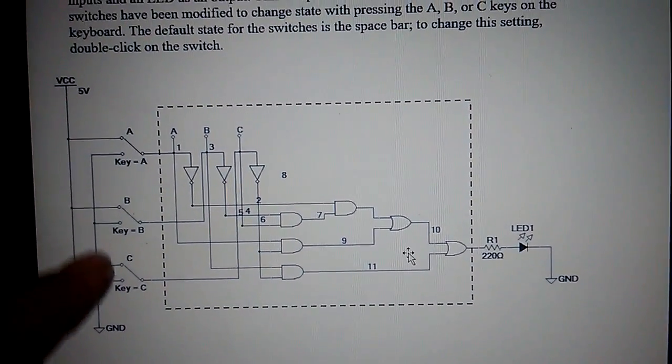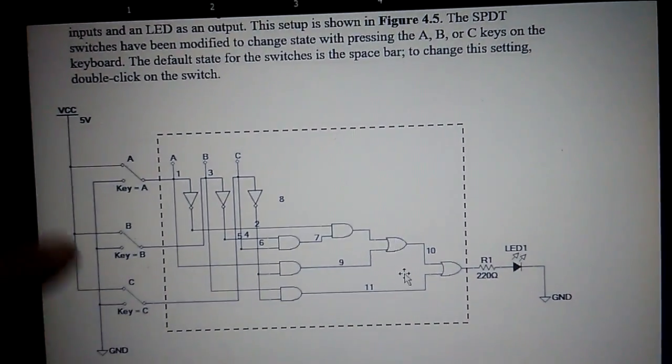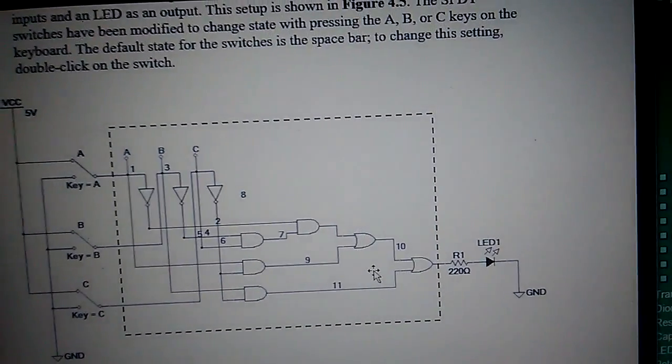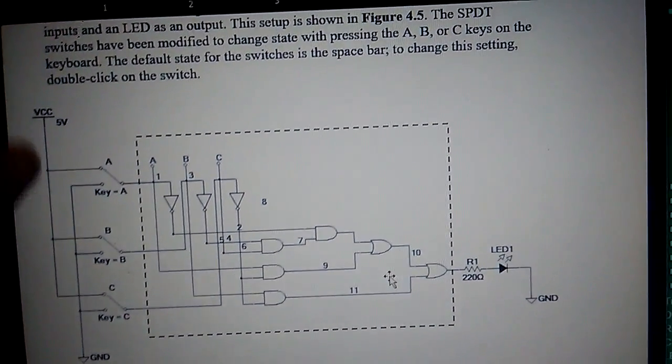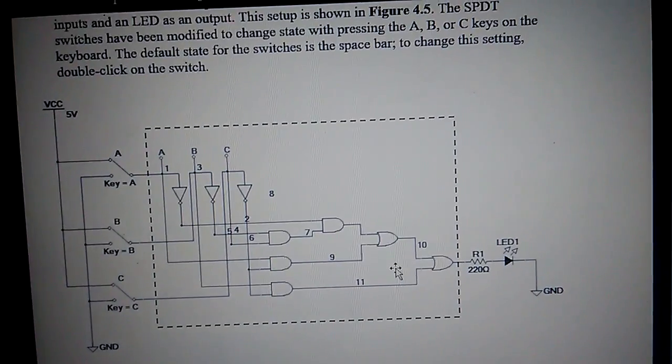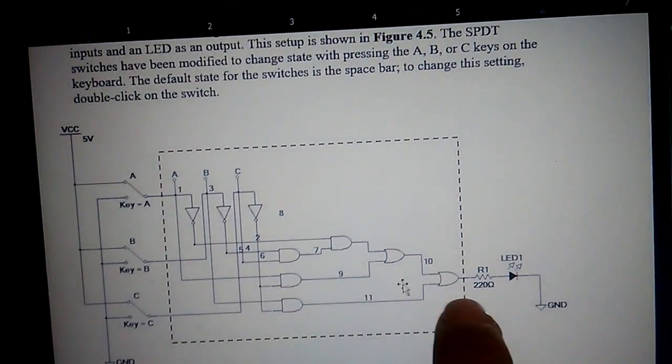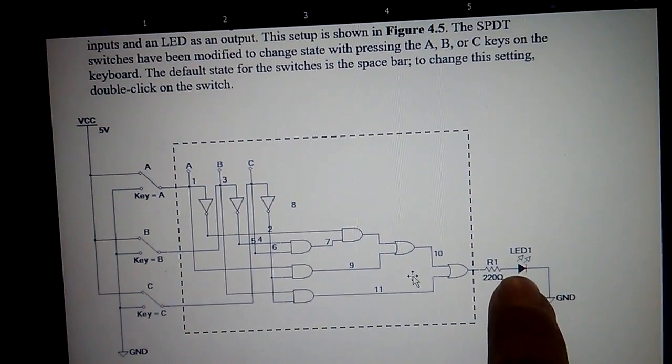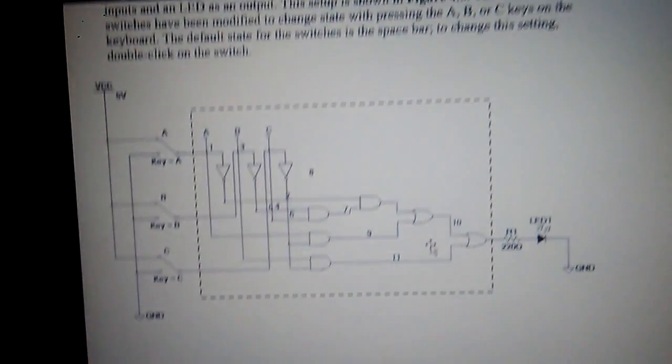These are switches, 1, 2, 3. Voltage, 5 volts, ground. These are all going to power an LED, ground.